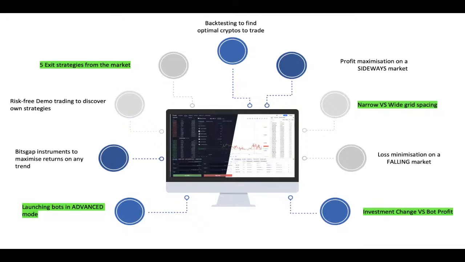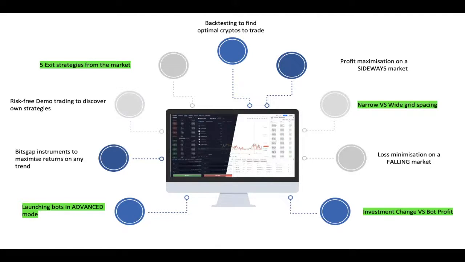5 exit strategies from the market that we offered to our users. So we are constantly working on the further implementation of various instruments like stop loss, take profit, and many other that allow you automatically to secure your trading and to boost your trading performance.